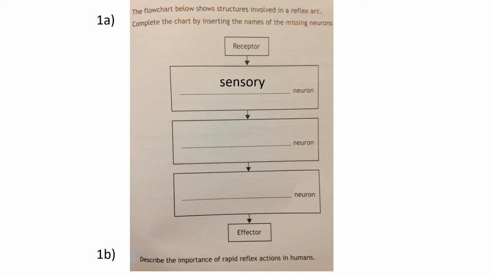So the answer is that we've got our receptor, and then we should have our sensory neuron, then we should have our interneuron, and then we should have our motor neuron. And then it says describe the importance of a rapid reflex reaction in humans, and that would be because it is protective. So it protects the body from further harm.